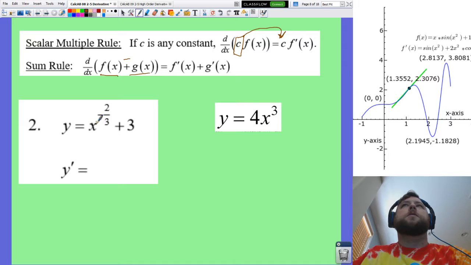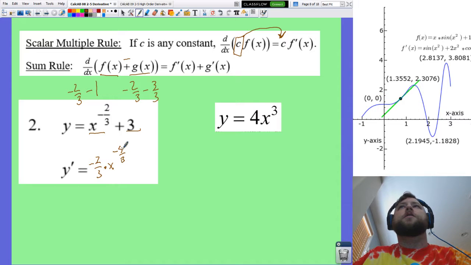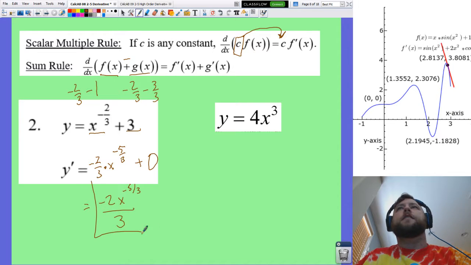So let's take number 2. This is where I have two different terms, this term and this term. Well, I'm going to derive x to the negative 2/3. Following the power rule, you take the negative 2/3 out as a coefficient, times x, and if you subtract 1, negative 2/3 minus 1, which is negative 2/3 minus 3/3, you are going to get negative 5/3. So negative 2/3 times x to the negative 5/3, and the derivative of 3 is plus 0. So I can just write this as negative 2x to the negative 5/3 over 3, which is a fine answer.